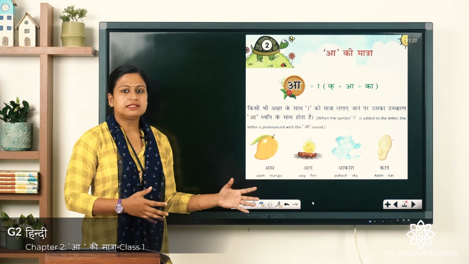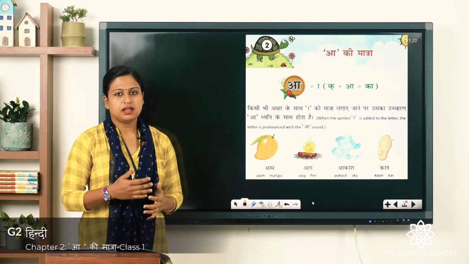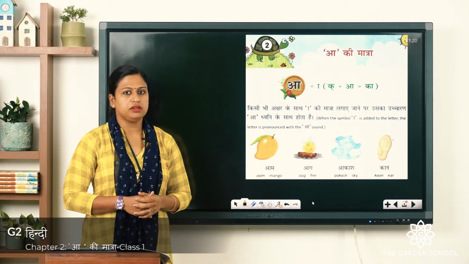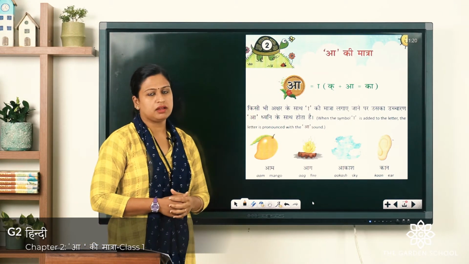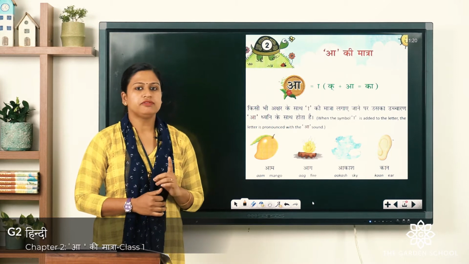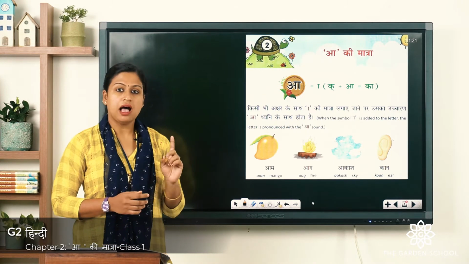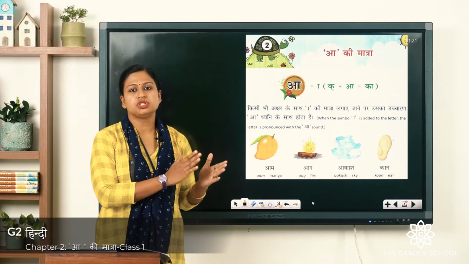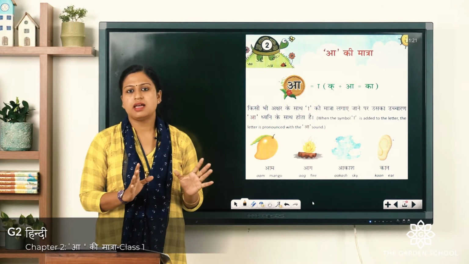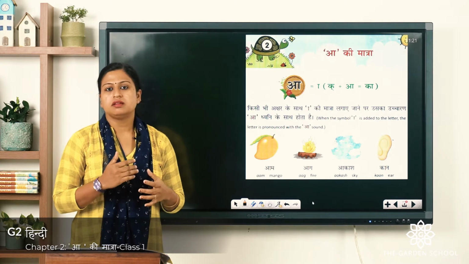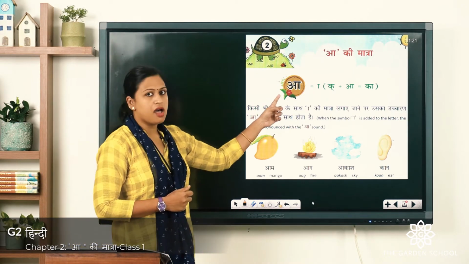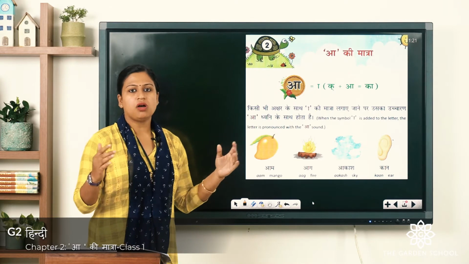Now we'll start this chapter, from page number 14. Chapter name is Aa ki matra. So you remember the first vowel is A. It has a short sound and doesn't have any symbol. The second swar, that is vowel, is Aa. It has a longer sound.